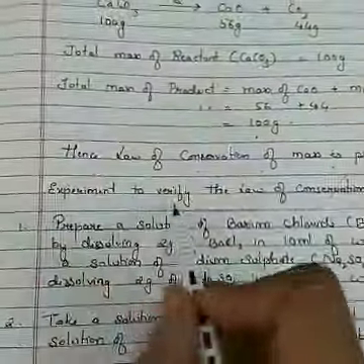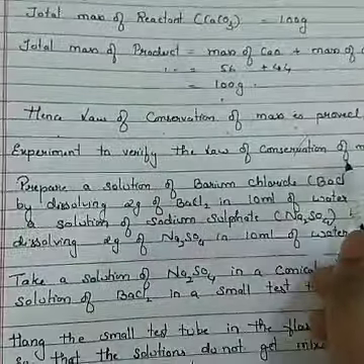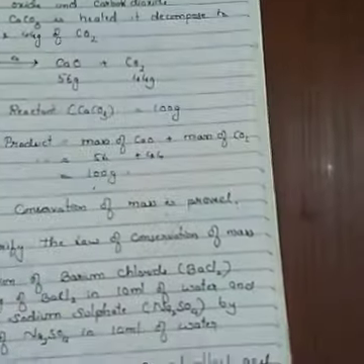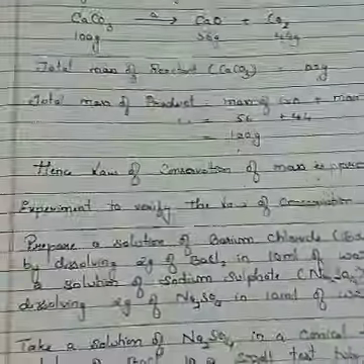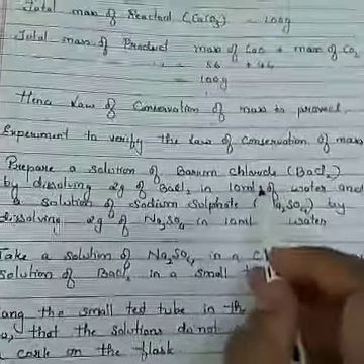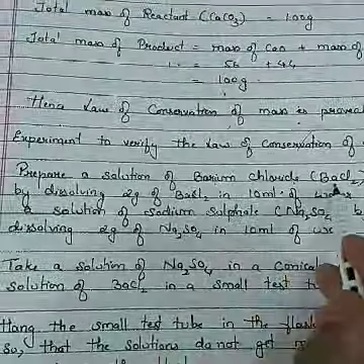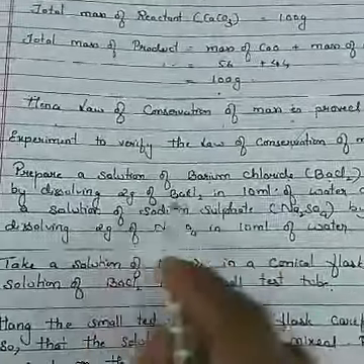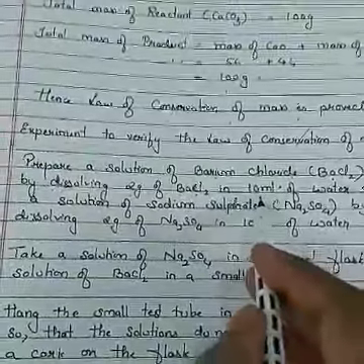Now, how to verify? Experiment to verify the law of conservation of mass. How can you verify the law of conservation of mass? In order to verify it, we prepare a solution of barium chloride. We are preparing a solution of barium chloride by taking 2 grams of barium chloride and dissolving it in 10 ml of water.